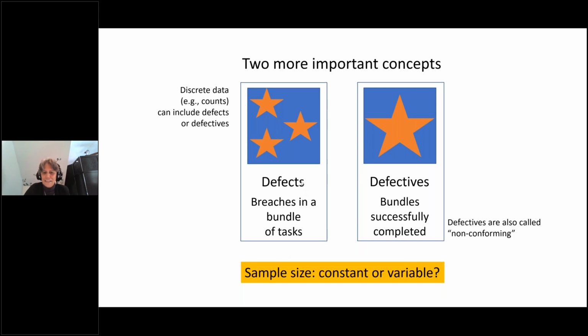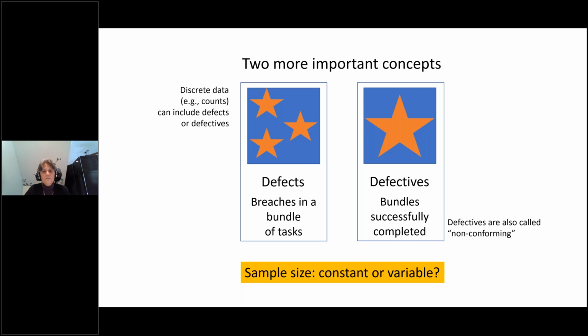The wording comes from when Shewhart created these about 100 years ago, and it was really based on manufacturing, and at what point do you stop the line because the process isn't working right. So the word defective has a negative connotation, but it can also mean that something was done 100% correctly or successfully completed. The other thing that we think about in control charts is sample size, and this can be constant or it can be variable.